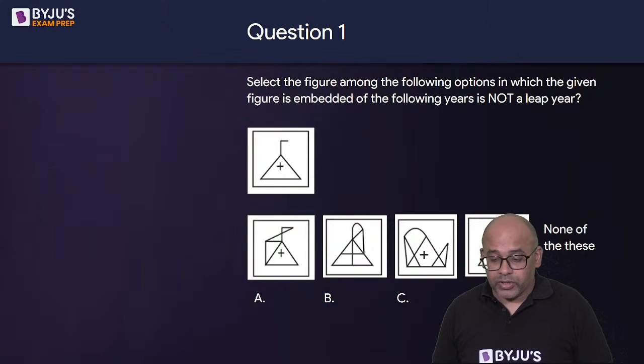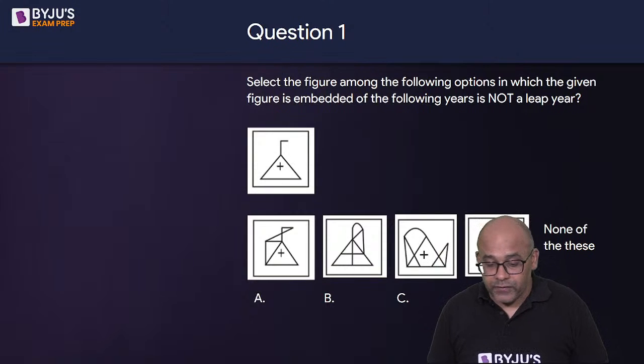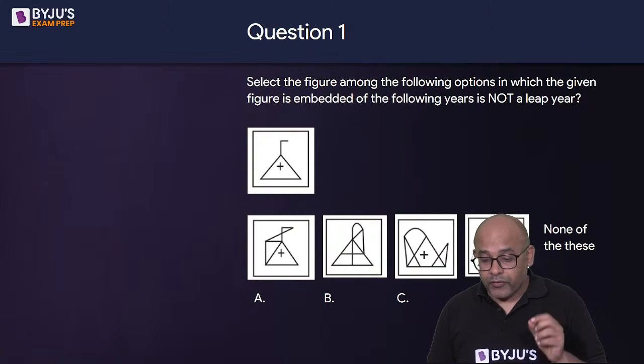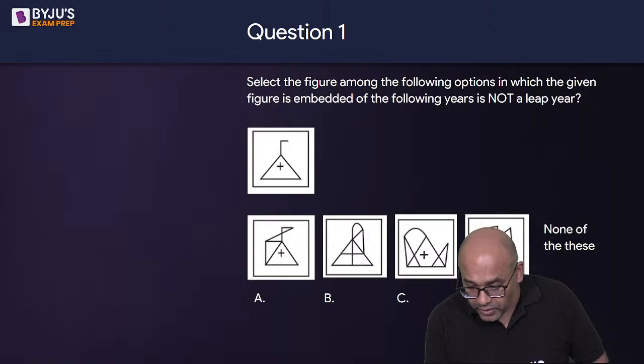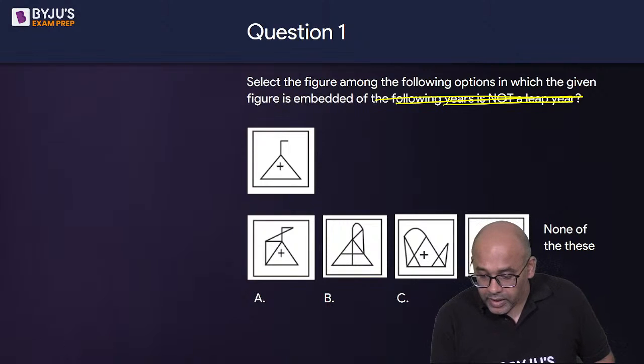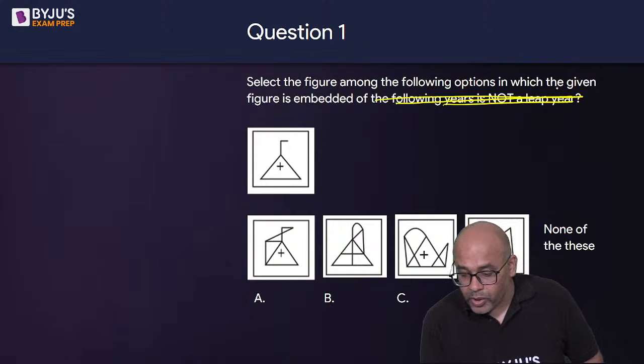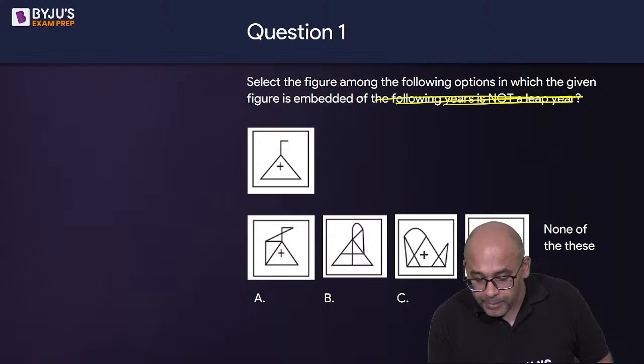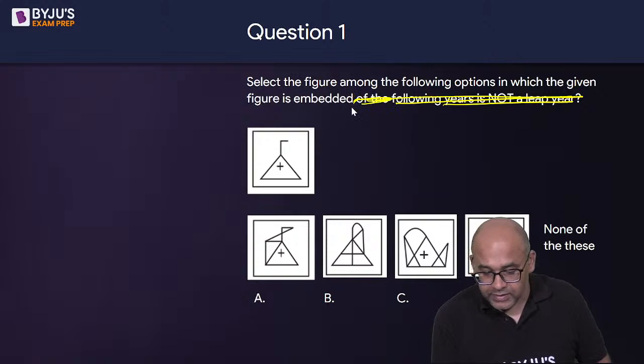Select the figure among the following options in which the given figure is embedded. Okay, this is wrong. This is not there. Select the figure among the following options in which the given figure is embedded. That's it. This is the question.